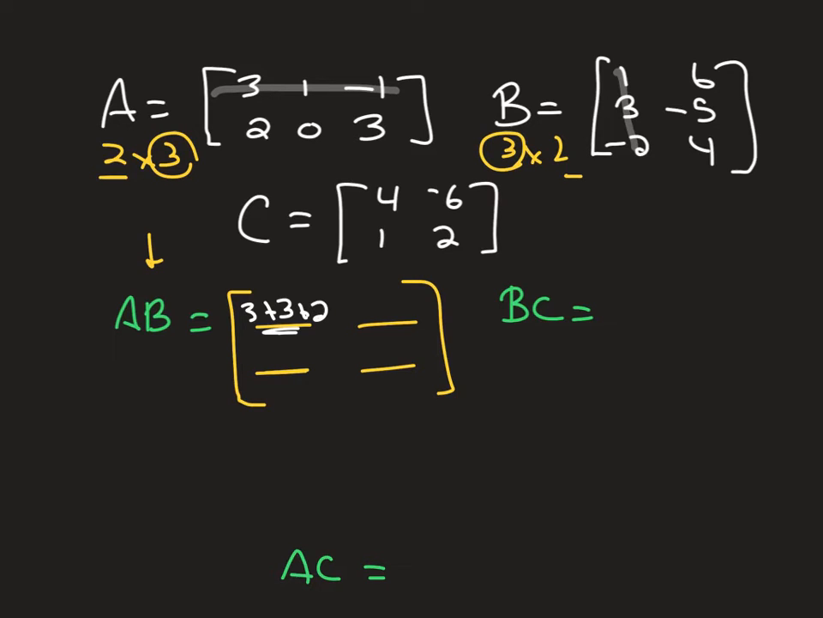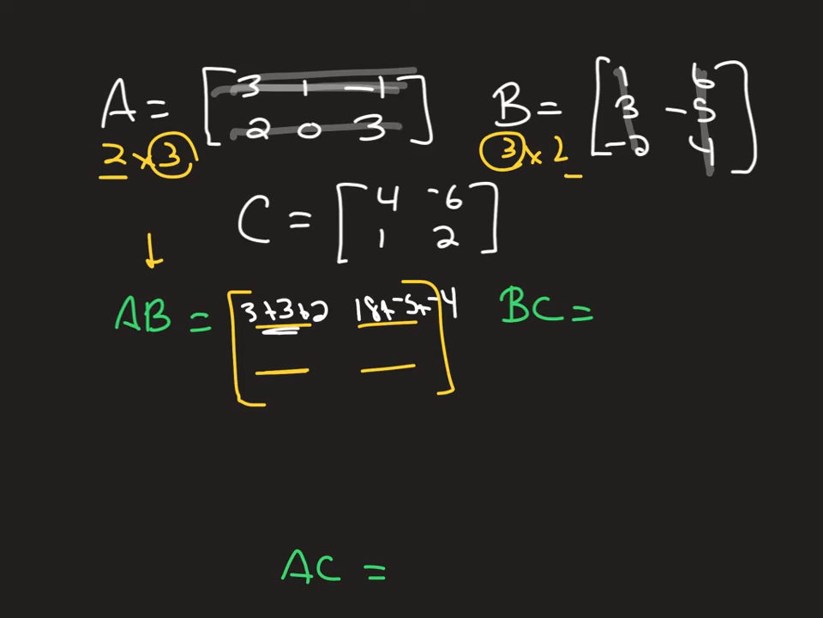Now I'm going to do the same thing with the second column. So I'm going to cross that first row again and down that second column, across, down. 3 times 6 is 18. 1 times negative 5 is negative 5. Notice I'm adding down here. Negative 1 times 4 is negative 4. You always add.